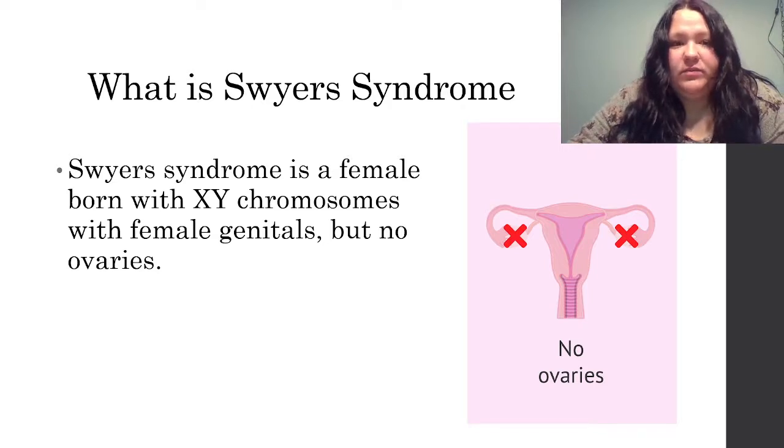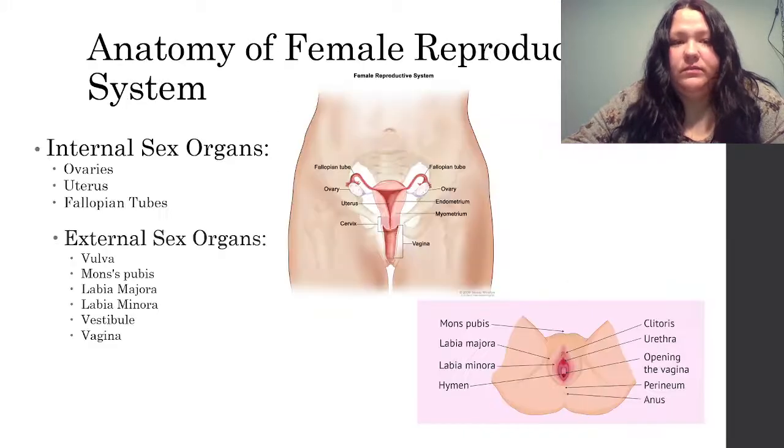What is Swyer syndrome? Swyer syndrome is when a female is born with XY chromosomes, which are usually male chromosomes, but with female genitals and no ovaries.